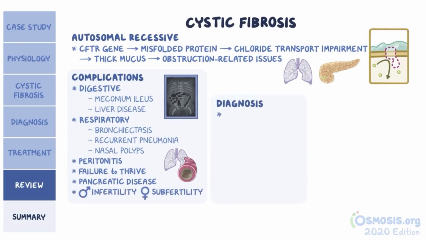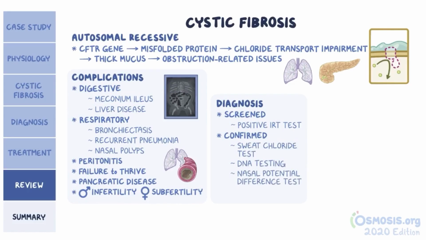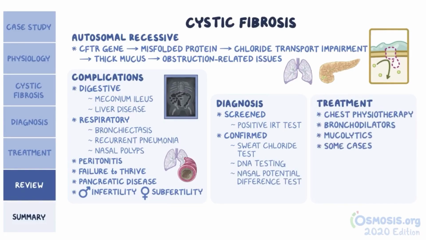In a newborn, it can be screened for with a positive immunoreactive trypsinogen test. It can be confirmed by either an abnormal sweat chloride test, DNA testing, or an abnormal nasal potential difference test. Chronic treatment includes chest physiotherapy, bronchodilators, mucolytics, and in some cases anti-inflammatory agents, azithromycin, supplemental oxygen, or CFTR modulators.